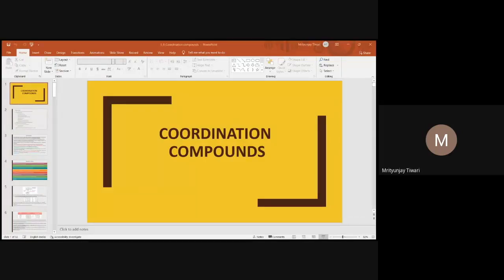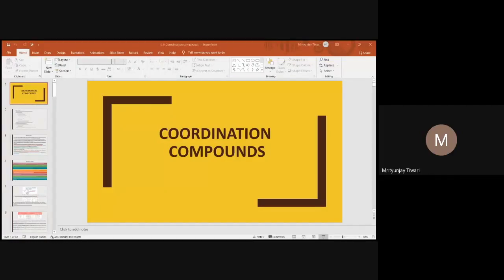Let us look into the chapter outline, what we will be discussing in this chapter. First of all, we will be studying the postulates of Werner's theory of coordination compounds. Werner was a scientist who for the first time described some basic nature of coordination compounds, and he also gave some common definitions. We will see those things with his postulates and other definitions in Werner's theory.